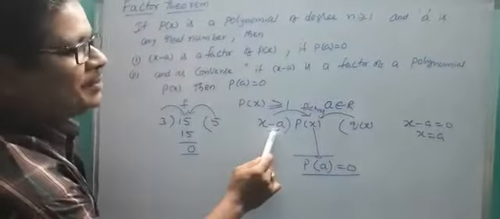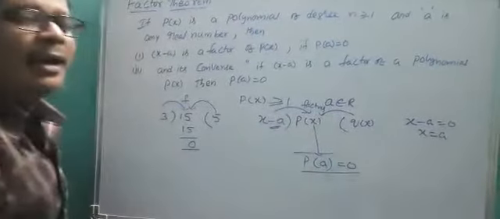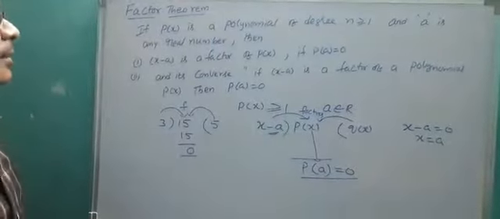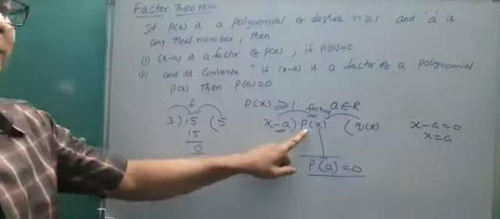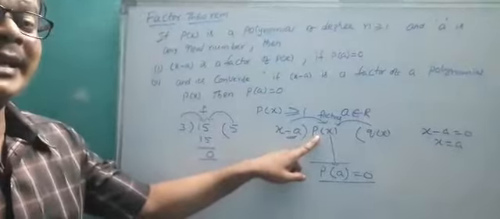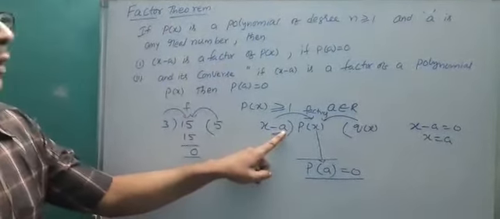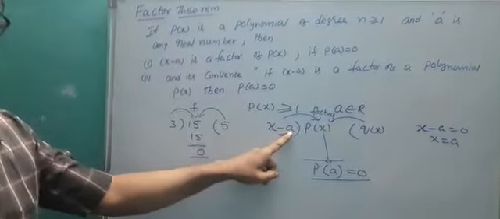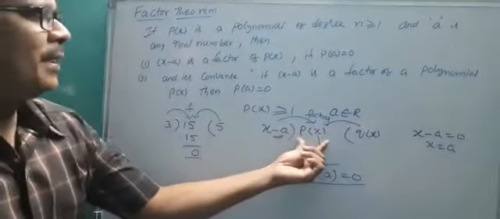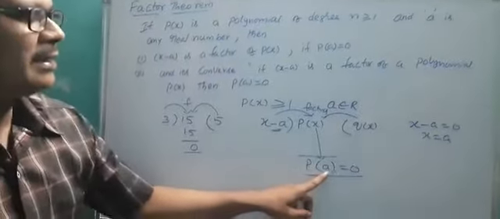Now this x minus a and the quotient both are factors of p of x. This is known as the factor theorem. What is the factor theorem? p of x is a polynomial with degree greater than or equal to 1, and you take a as a real number, any real number. Now if p of x is divided by x minus a, then the remainder is p of a.